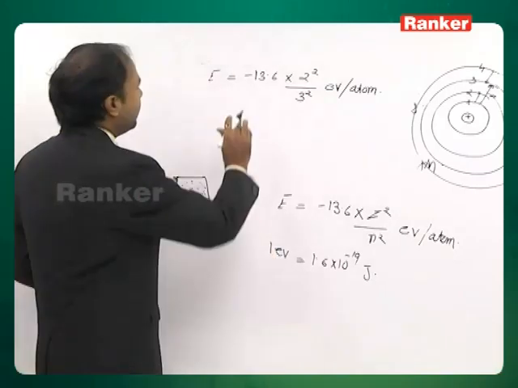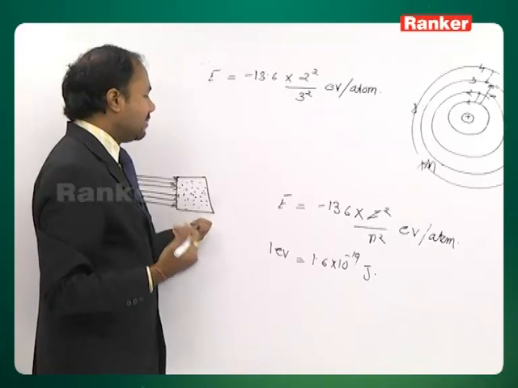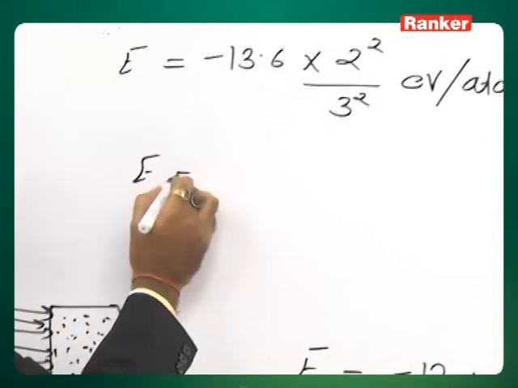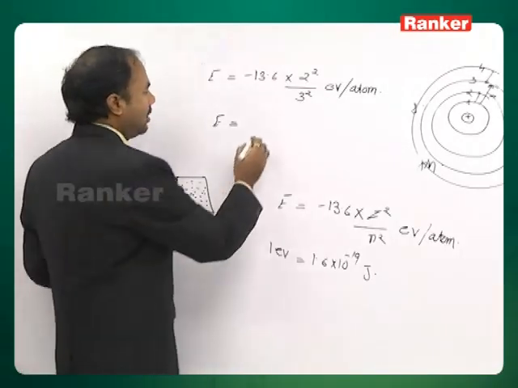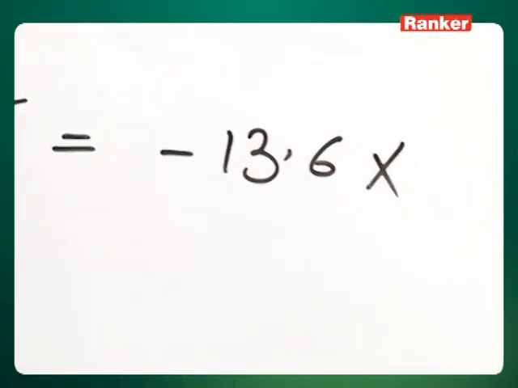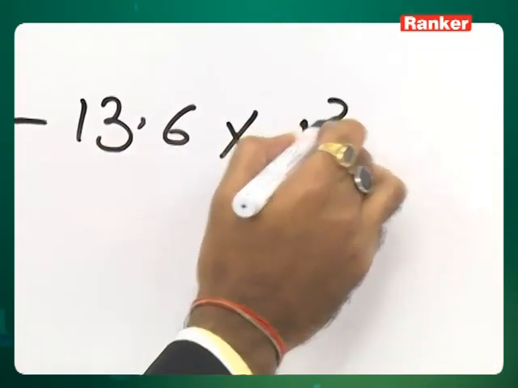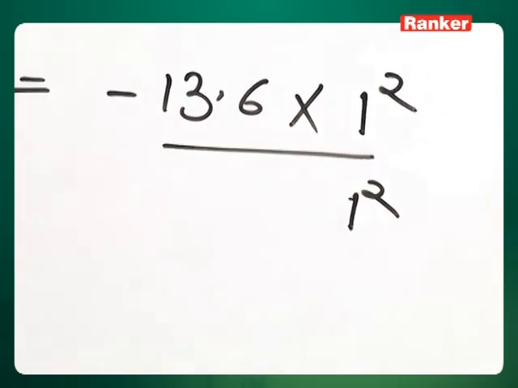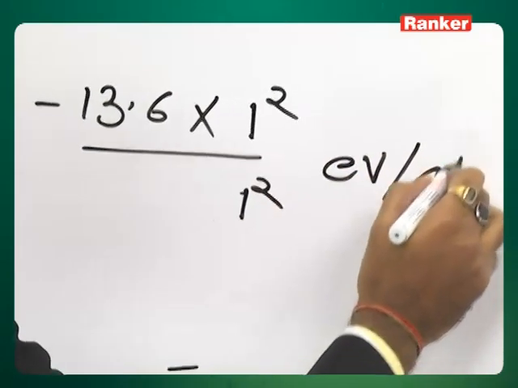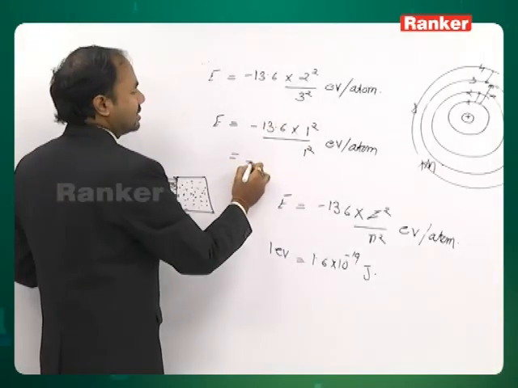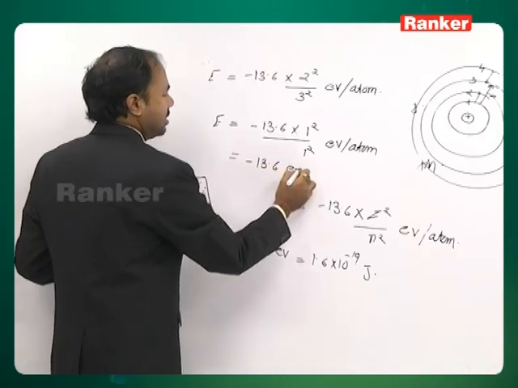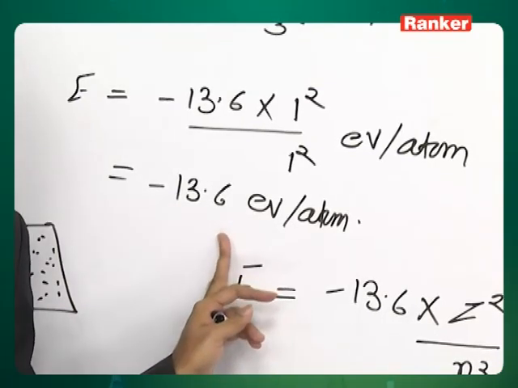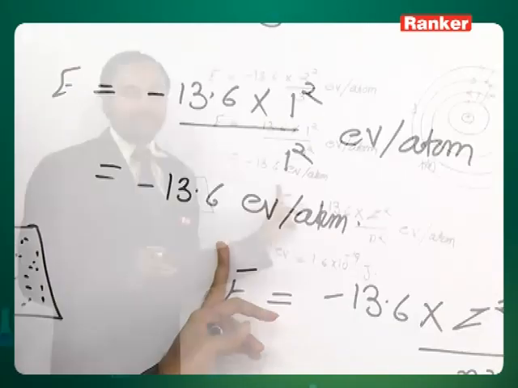Now, the same way we calculate ionization energy also. For example, suppose we have to calculate the ionization energy of a hydrogen atom. For a hydrogen atom in the first shell, the energy of the electron will be minus 13.6, same formula we are going to use, Z for hydrogen will be 1 square upon n square. If it is in the first shell, it will be 1 square, electron volt per atom. Now this comes out to be minus 13.6 eV per atom. This is the energy of the electron when it is present in the first shell of the hydrogen atom.